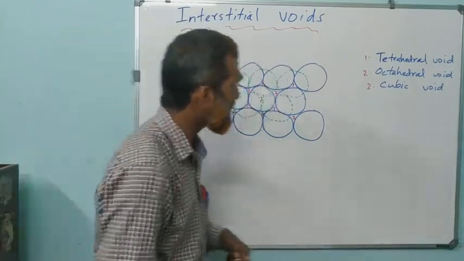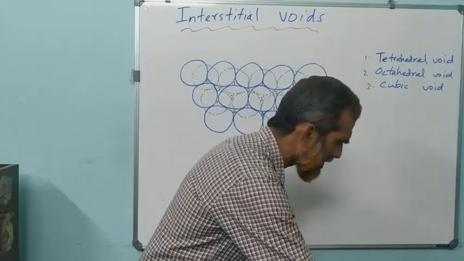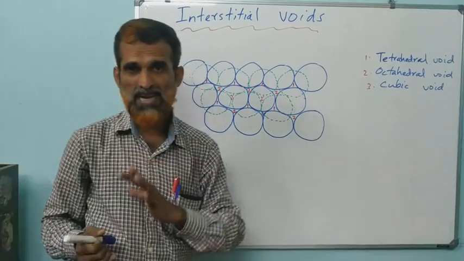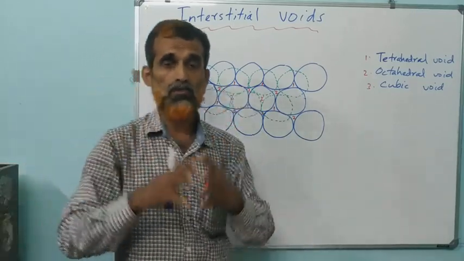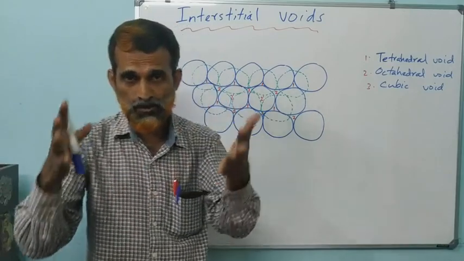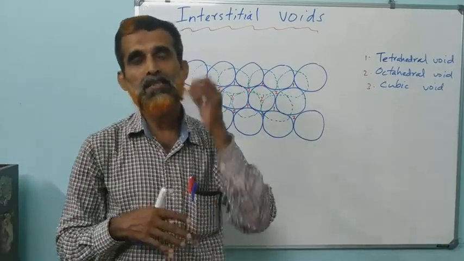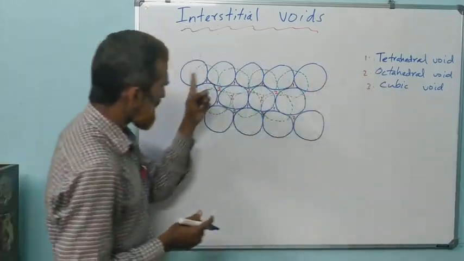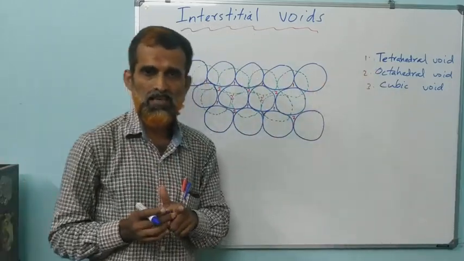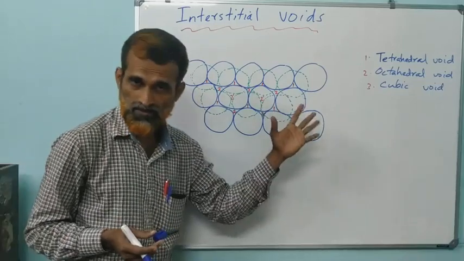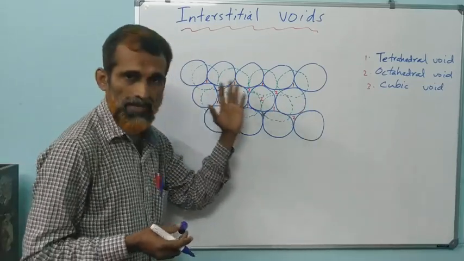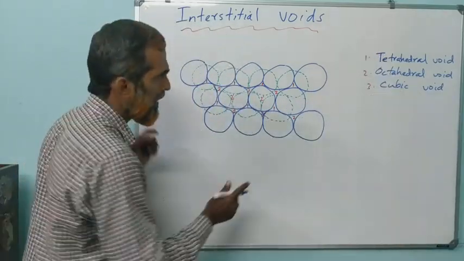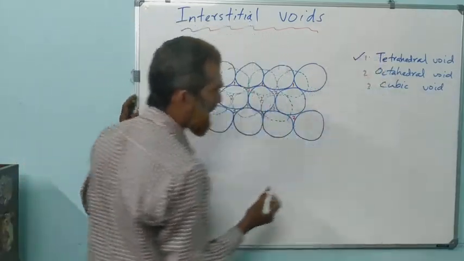Coming to the types of voids, starting with the tetrahedral void. Regarding each void, what you have to understand is where the voids are present, what kind of geometry they have, and how big the void is. This is the diagram which we discussed in the previous class while discussing close packing of spheres. In this very diagram, you can identify these two voids. Let's take, for example, the tetrahedral void.